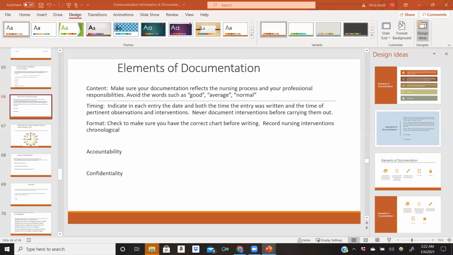You're going to indicate in each entry the date and both the time the entry was written and the time of the pertinent observations and interventions. This is crucial when a case is being reconstructed for legal purposes. So at 8 o'clock, Mrs. Jones's blood pressure was taken. At 8:15, I contacted Dr. McDonough. At 8:20, I gave the medication. At 8:35, I checked the blood pressure again. At 8:45, I documented that the blood pressure had come down to a normal reading. So you want to have that timeline that shows exactly when things were done.